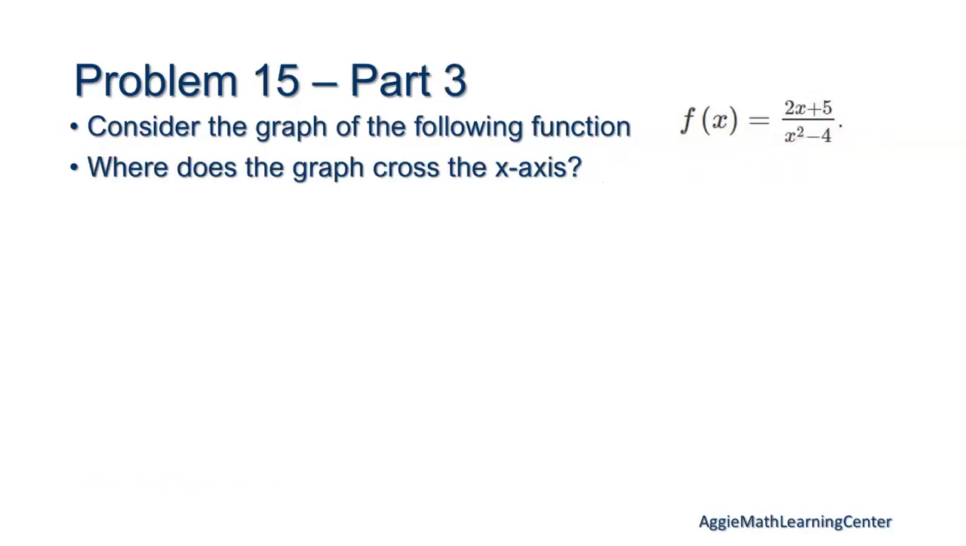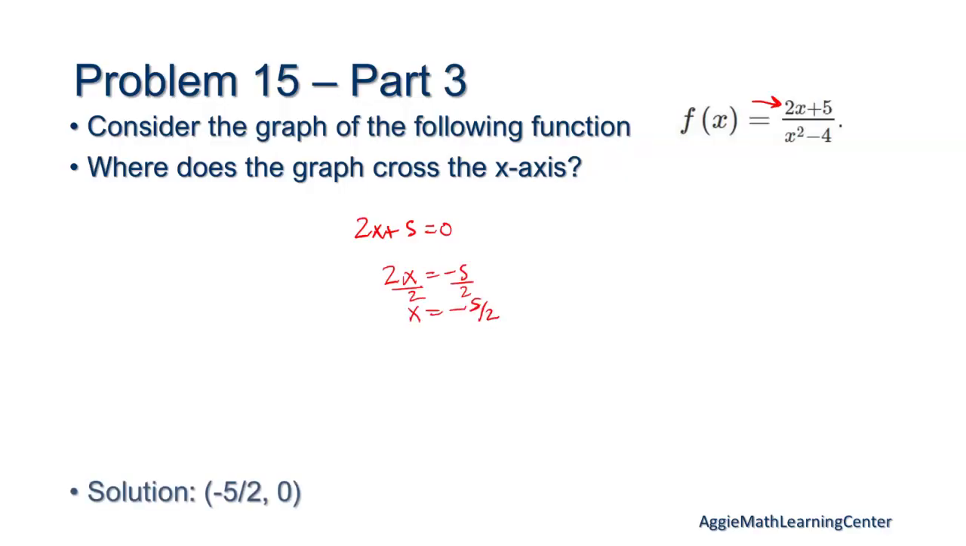And now we'll look for where the graph crosses the x-axis, also called zeros or x-intercepts. That will be focusing on our numerator only. So we have 2x plus 5 equals 0. Even though we have an asymptote at 0, you have to solve for it. So we have 2x equals negative 5, x equals negative 5 halves. That would be at negative 5 halves, 0, because that's where y equals 0.